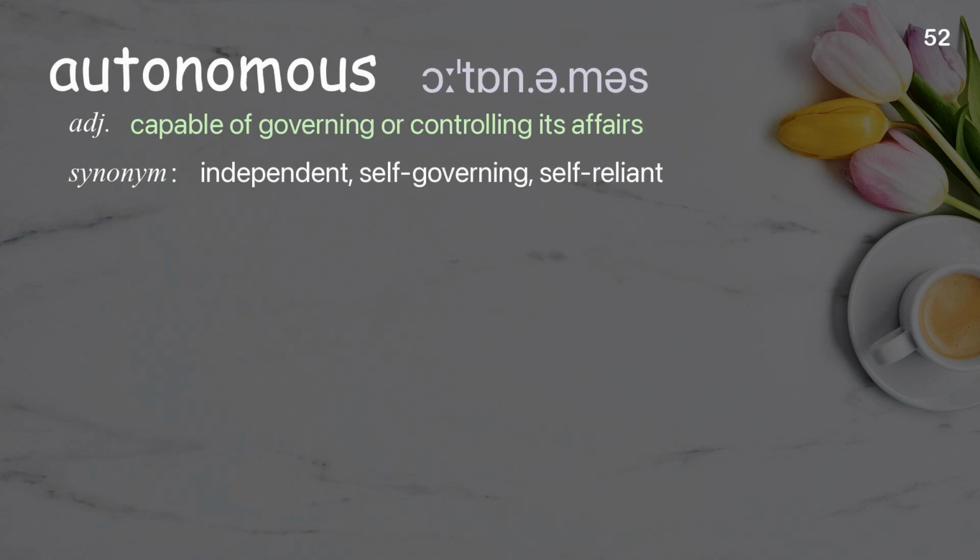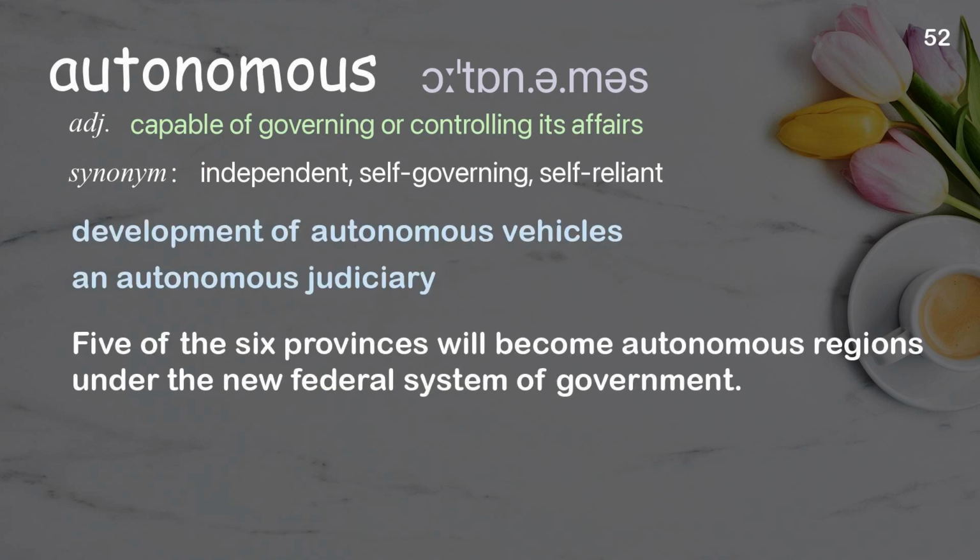Autonomous. Capable of governing or controlling its affairs. Examples: Development of autonomous vehicles. An autonomous judiciary. Five of the six provinces will become autonomous regions under the new federal system of government.